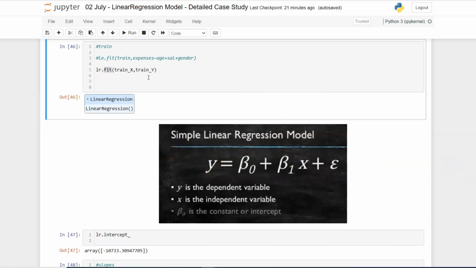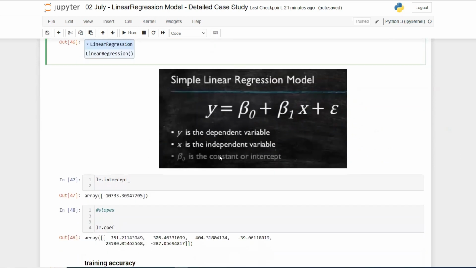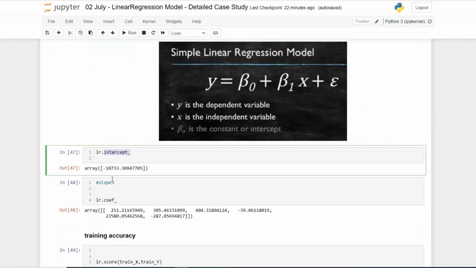So now you all are clear that this is a simple linear regression equation. Ultimately, the intent of training the model is to find the values of beta naught and beta 1 using our training data. Once we trained the model, we saw that one of the outputs is the intercept value, which is nothing but the beta naught.